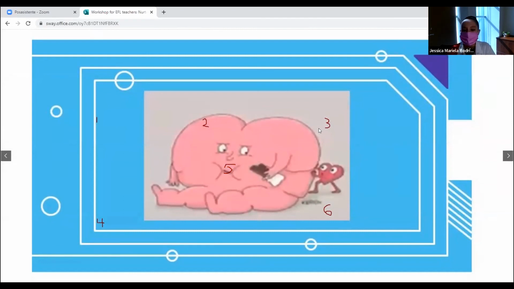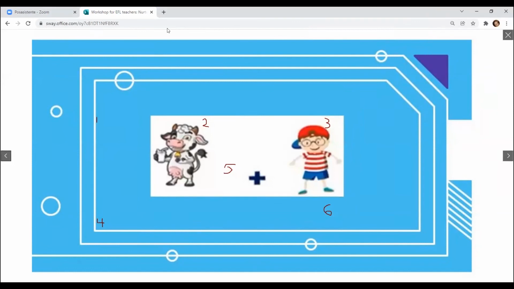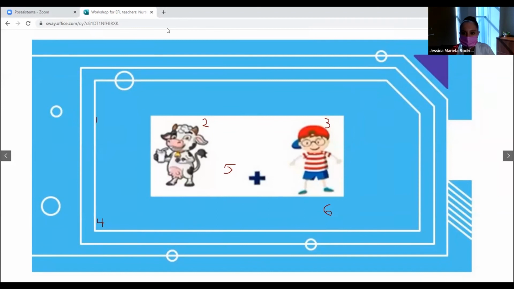You have to guess the word. Any idea about what this picture is about? I mean, the noun for this? Yeah, cowboy. A cowboy, right? Yes, this is a cowboy.